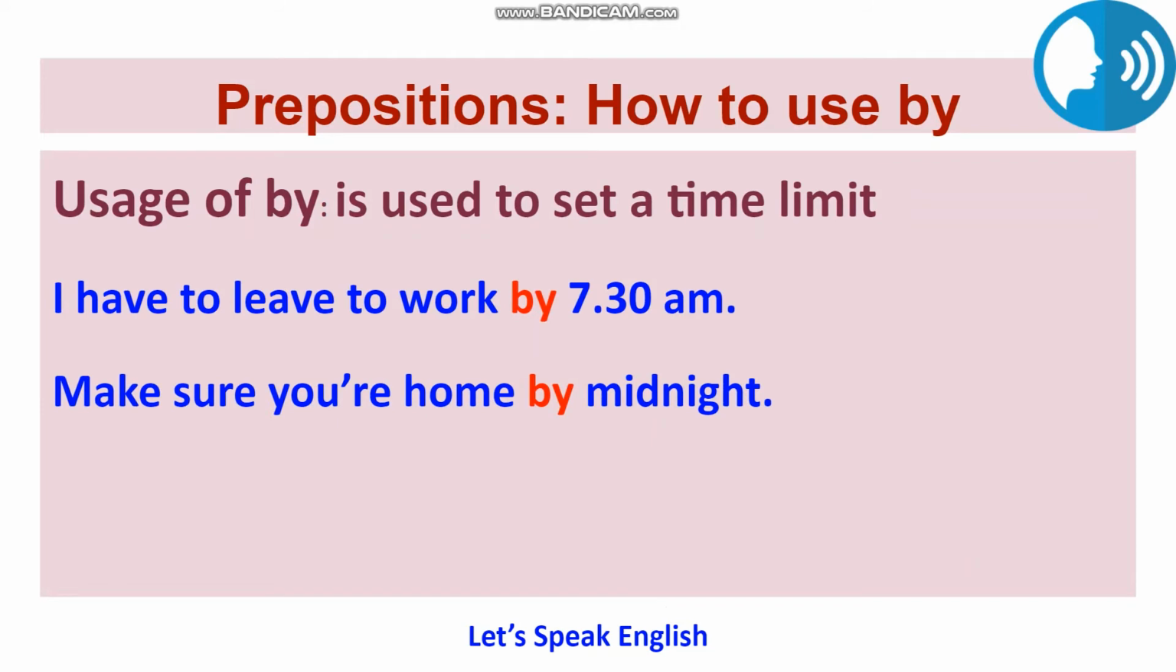Now we also use by to set time limits. So when by is used with time, it means not later than a certain time. So when I say I have to leave for work by 7:30 a.m., what I mean is I can leave before 7:30 or exactly at 7:30, but I can't leave later than 7:30. If I leave later than 7:30, I'll be late for work.